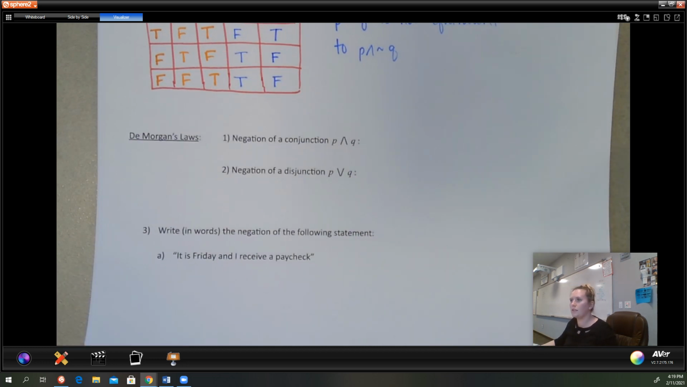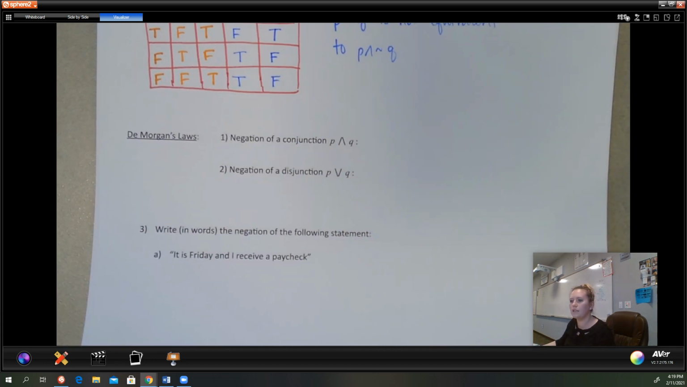I'm going to pull up De Morgan's laws right now. Here they are. All right.